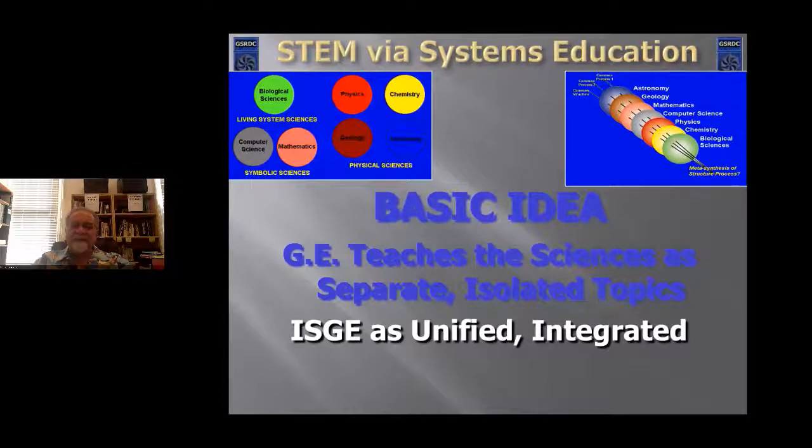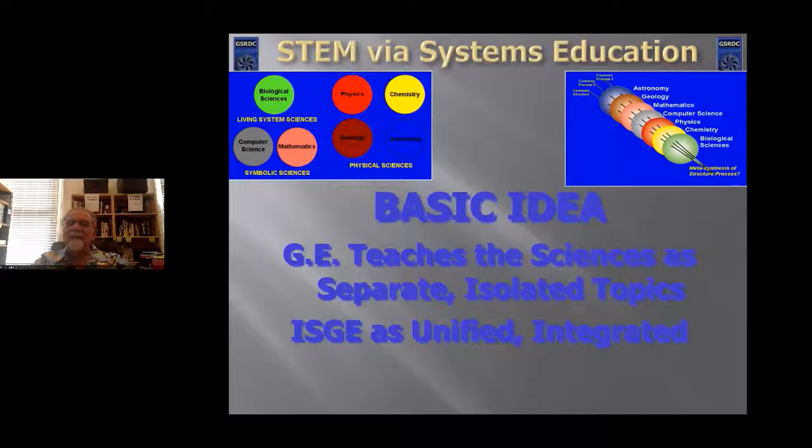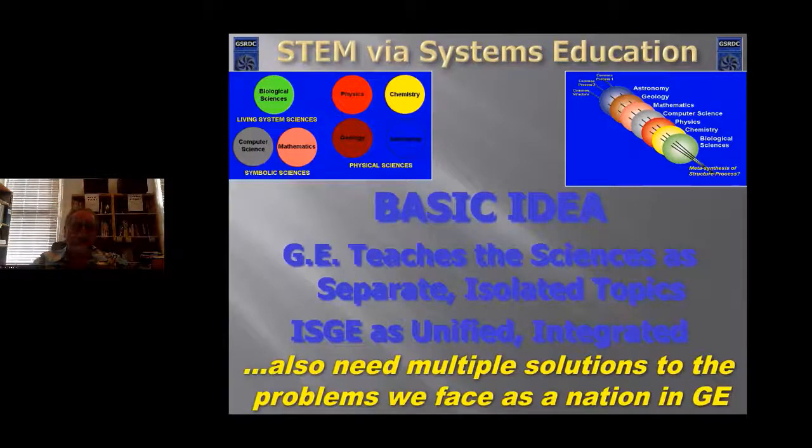But ISGE is exactly the opposite. It's unified, integrated. It's more like the upper right-hand corner where you're teaching the common processes across all of those sciences, which are different colored spheres. So you look first at the basic fundamental isomorphies as integrative themes. But I've also been sensitive to the fact that general education has a problem as a nation because we're not doing very well in it.